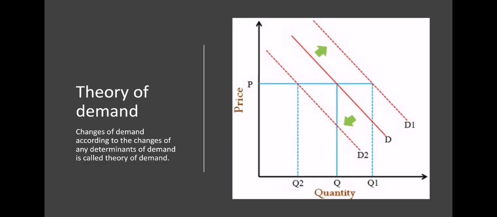So now that we know there's something called determinants, in demand we know there are certain things that determine the demand. Now the theory of demand states that the changes of demand happen according to changes of determinants of demand. So when determinants of demand change, demand changes. Remember, demand changes.